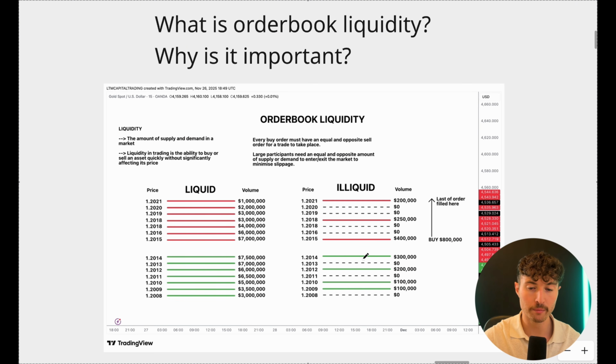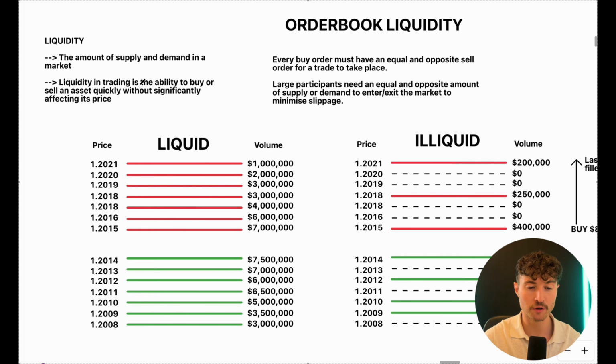So what is order book liquidity and why is it important? Liquidity is the amount of supply and demand in the market. On the left-hand side of your screen, we have a liquid market. We have price on the left-hand side and we have volume on the right-hand side. Every buy order must have an equal and opposite sell order for a trade to take place.